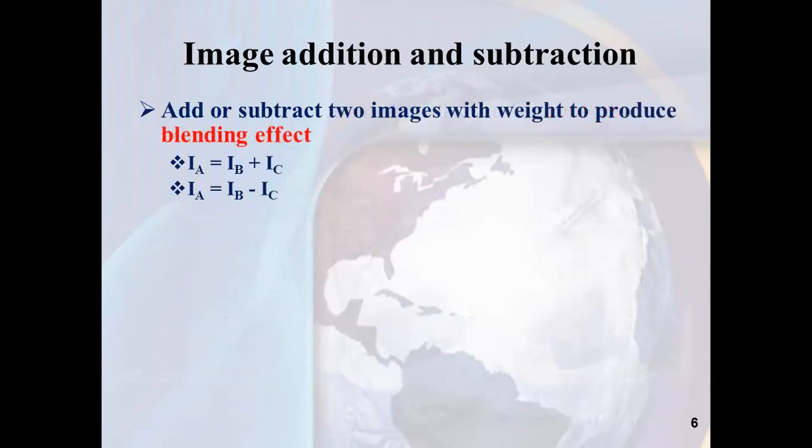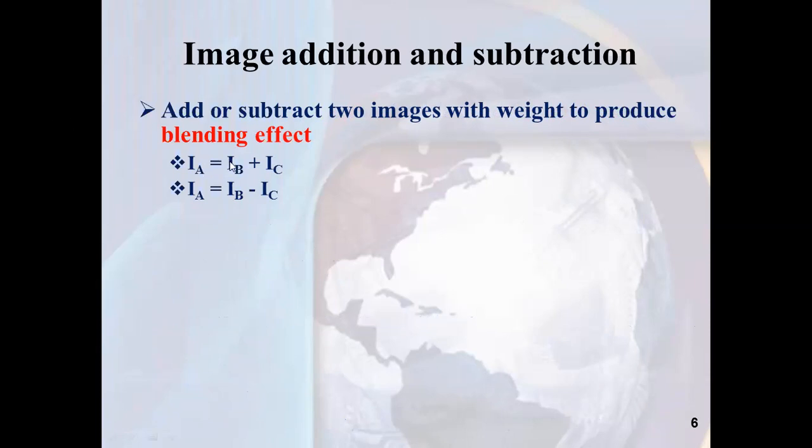Now we treat the addition or subtraction of two images, which causes the blending effect. So when we add two images or subtract two images, we merge these two images, and the two images are mixed together. And this effect is called blending effect, as we blend or merge the two images together.